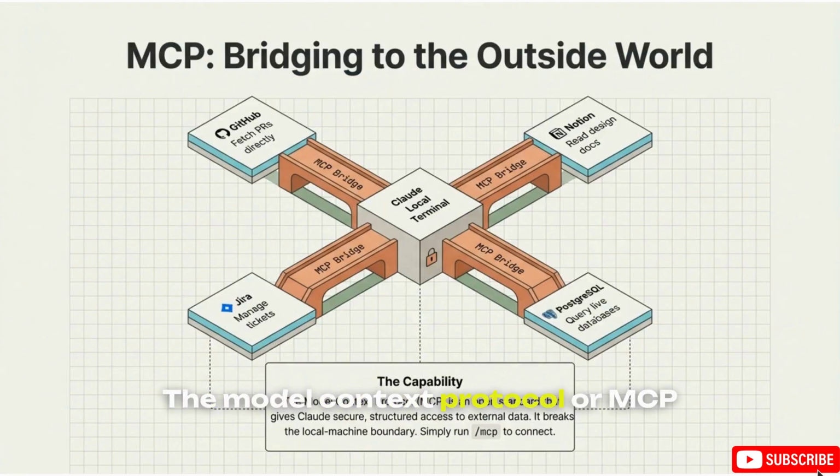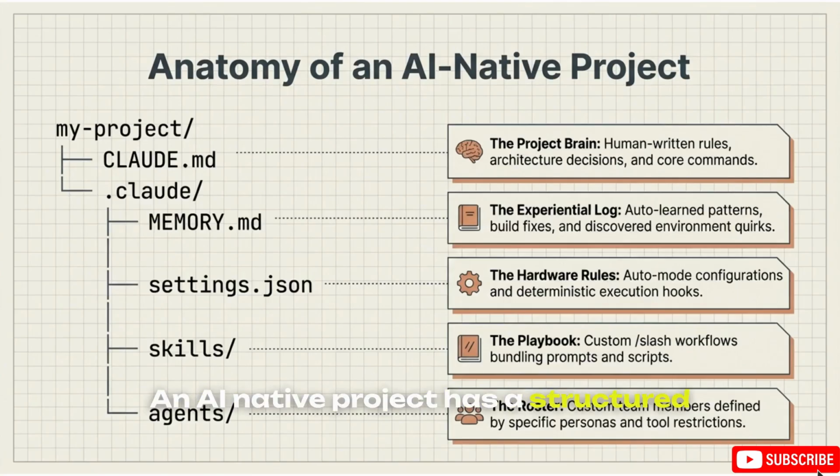The Model Context Protocol, or MCP, bridges Claude Code to the outside world. It is an open standard that allows secure, structured access to external data, connecting to systems like GitHub, Jira, Notion, and Postgres. An AI-native project has a structured anatomy.